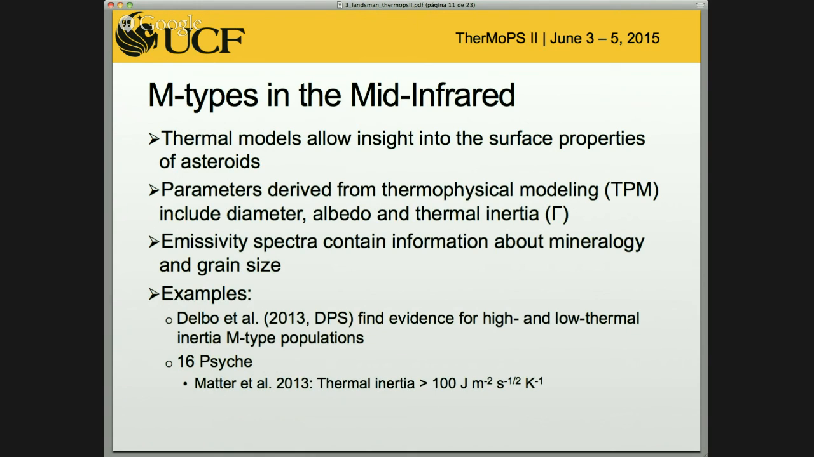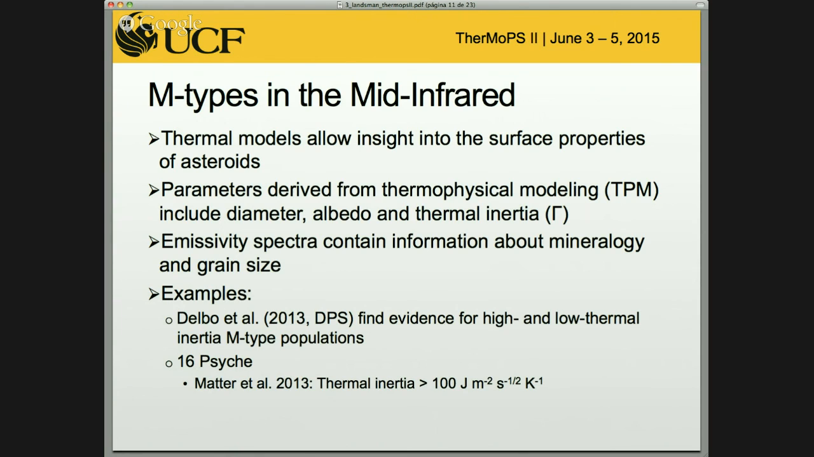So, just some examples of work that's been done in the mid-infrared on the M-types. In Marco's 2013 DPS presentation, he showed that there are some high and low thermal inertia populations of M-types. And then there was a thermal inertia published for 16 Psyche that showed that it was quite high for a large main-belt asteroid. Psyche's equivalent diameter is close to 200 kilometers, so a thermal inertia of over 100 in the typical SI units is quite high. So that one's, again, a metal asteroid candidate.